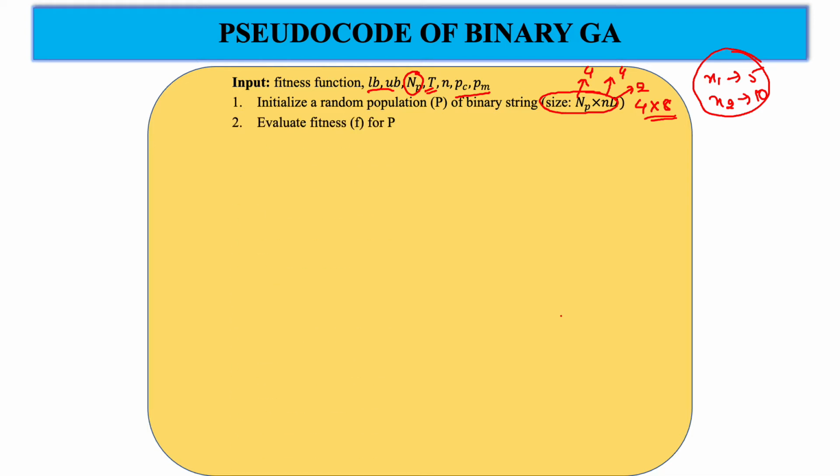Then we need to evaluate the fitness function for the given population. So for each population member we are going to evaluate its fitness function, and as we know we can't directly evaluate the fitness. For that we have to convert the binary string into a decoded value, and from the decoded value we need to determine the actual value, and then we will plug it into the fitness function and obtain the fitness value.